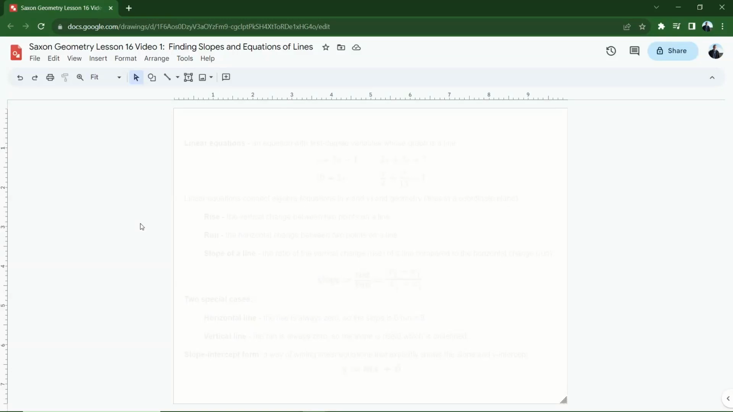Hey, geometry students. In this lesson, we are going to be talking about something that is going to be a throwback to algebra. We're going to be talking about slopes and equations of lines. And yes, this is something that we learned a lot starting in Algebra 1, how to graph linear equations. Okay, so this is going to feel very familiar to you.